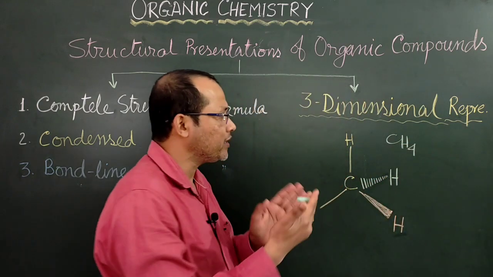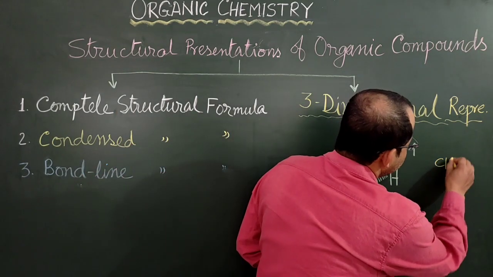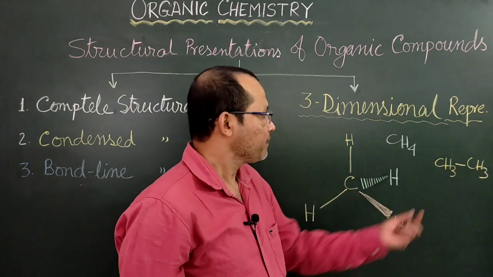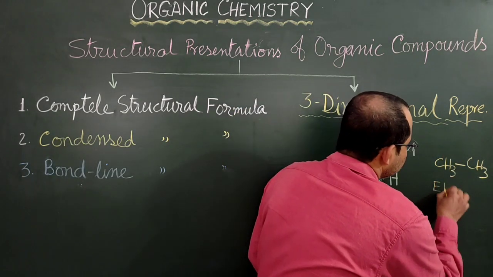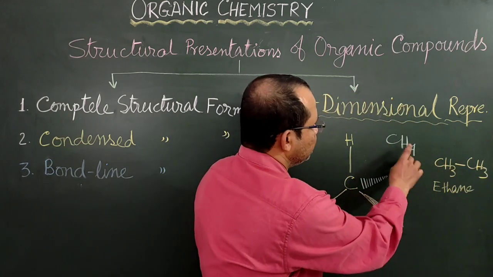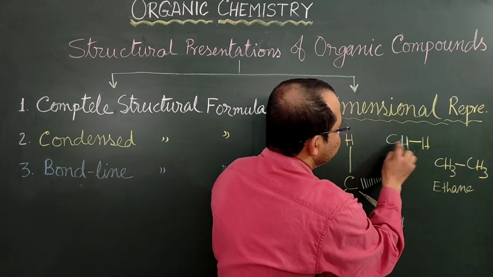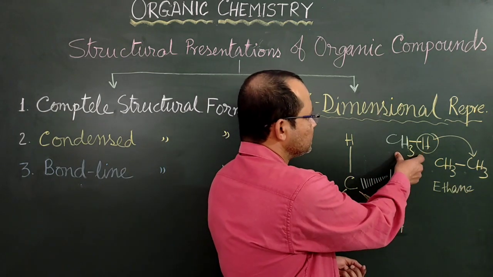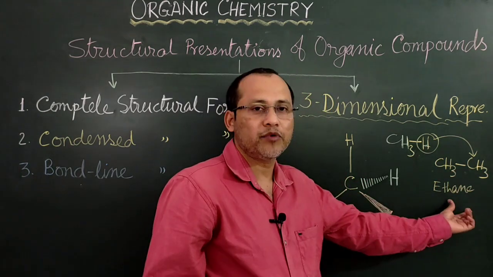But if we want to draw another compound, let us consider CH3 bond CH3. This is the second hydrocarbon. The name of the molecule is ethane. Now what is the difference between methane and ethane? Now in this, if we represent this one in this way, then this is also CH4 altogether. Now what is the difference between these two? In methane structure, if we replace this hydrogen with one methyl group, then we get ethane molecule.